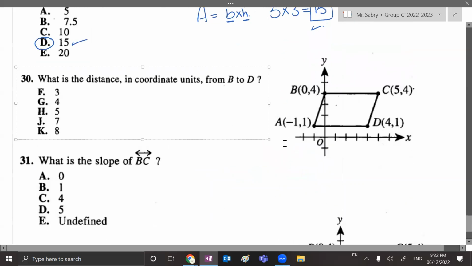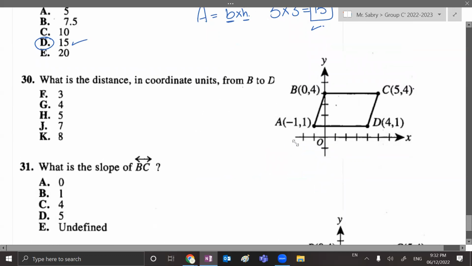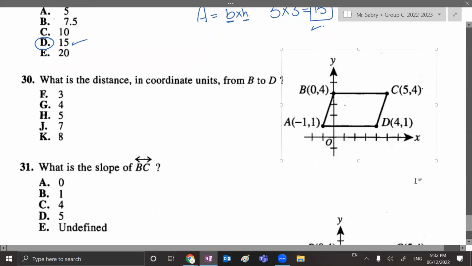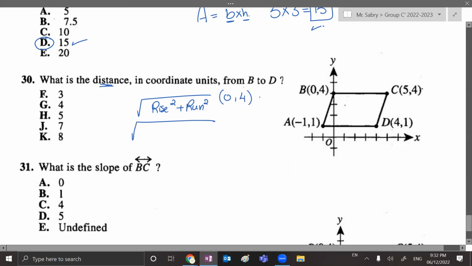When we get to number 30, it asks what's the distance between point B and D. So there's a formula for the distance that we took earlier, how to find the distance between 2 points. The formula is the square root of rise to the power 2 plus run to the power 2. That's it. What does that mean? It means square root. I take the 2 points, where B and D are, 0 and 4. The other point is 4 and 1.